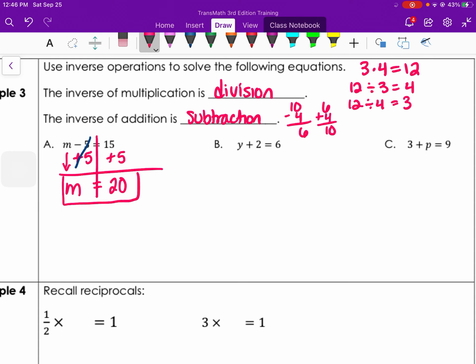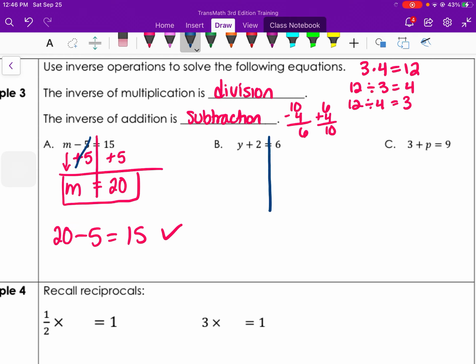I can check that because, does 20 minus 5 equal 15? So plugging the m back in and just double checking that it works. And it does. So that is solving with inverse operations. I had a -5, and then to undo that, or to eliminate the -5 on one side, I added 5 to get m by itself.